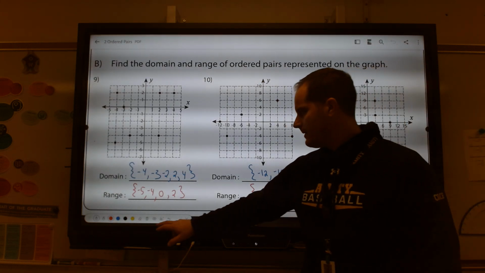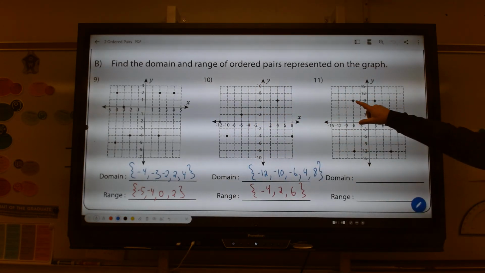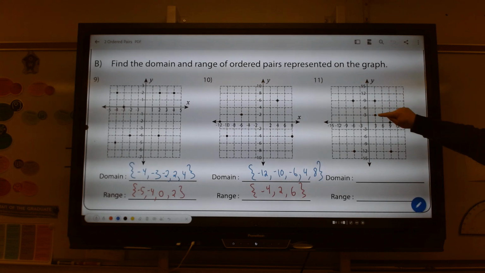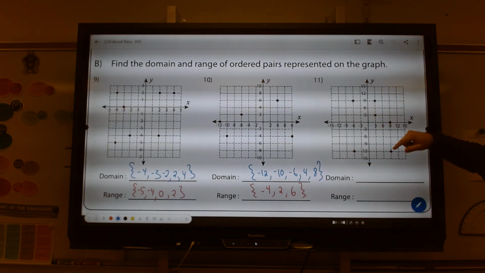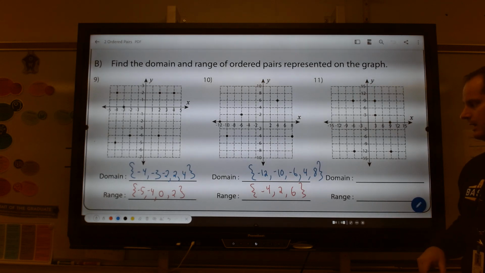All right. And then the last one we'll do for today is this. This is another discrete graph. You'll notice it is not a function. +3 has 2 outputs again, which makes it not a function. A function must be a one-to-one relationship.